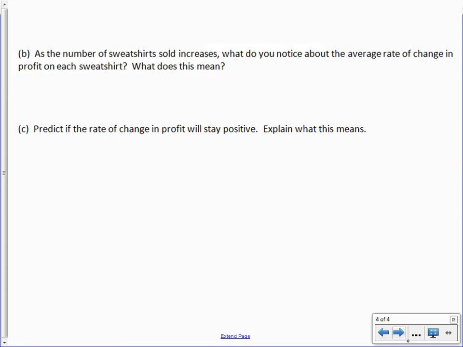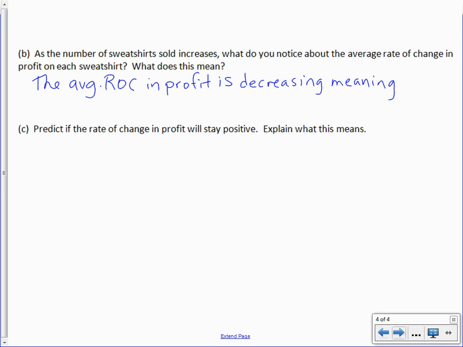Okay, so we kind of answered these informally. Let's do it formally. As the number of sweatshirts sold increases, what do you notice about the average rate of change in profit on each sweatshirt? What does this mean? So the average rate of change in profit is decreasing, meaning, well, what does it mean then?